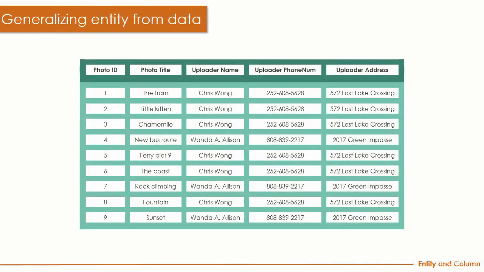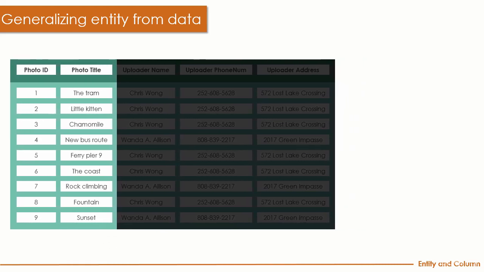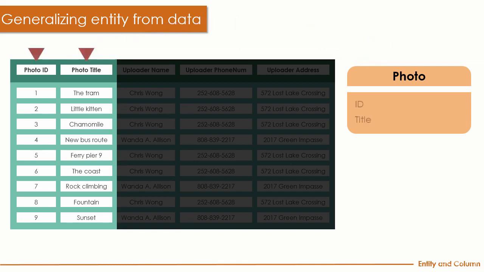We can take a look at this example. We have a lot of photo data: the photo ID, the title, the uploader name, phone number, uploader address, etc. We have a live record here. We focus on the first two columns, which is the photo detail. It's the title of the photo you give to each photo. And you can see we have a photo entity defined to store this data. These two columns of the data will become two columns of the photo entity.